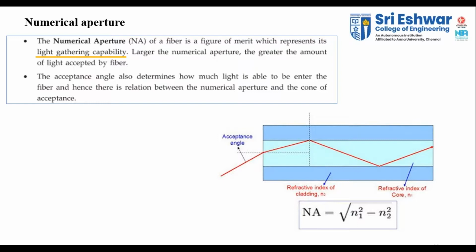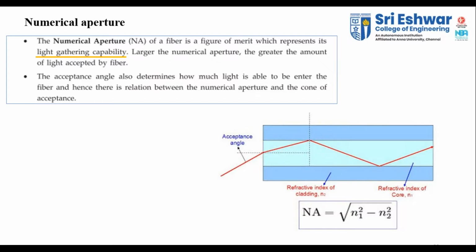Numerical aperture. Generally, it is considered as NA. The formula is square root of N1 squared minus N2 squared. What is N1? We discussed in the previous one. It is the refractive index of medium 1. And N2, refractive index of medium 2.